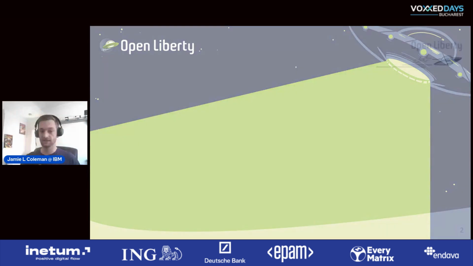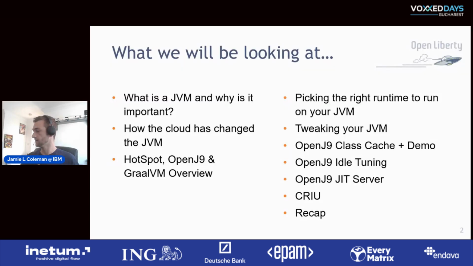So let's get started. These are some of the things we're going to be talking about. First of all, what is the JVM and why is it important? How the cloud has changed how we use JVMs and what we expect of them. Then the JVMs you use today, so Hotspot, OpenJ9 or GraalVM. Then looking a little bit at different runtimes you use on your JVM, and then some tweaks you can do to your JVM and what you should be doing as an engineer or a Java developer to get the most out of it.